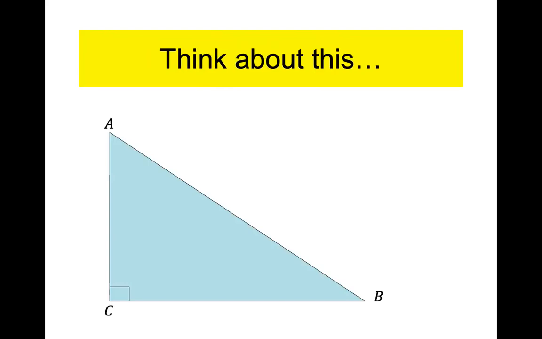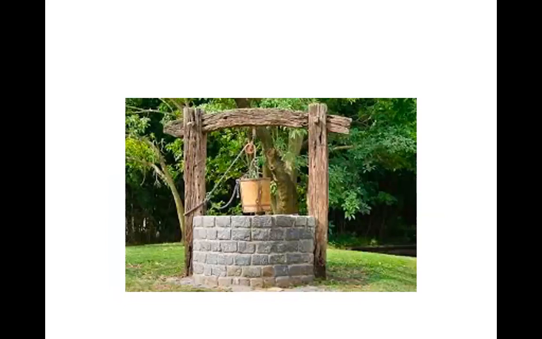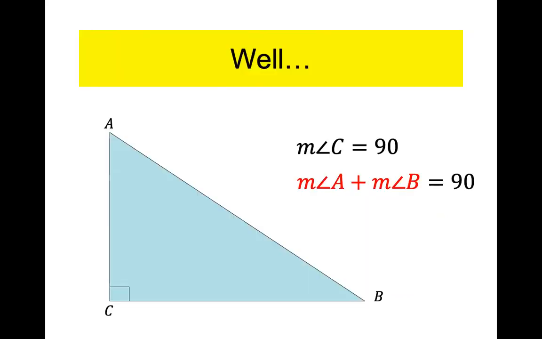All right, here we go. Think about this. We have a right triangle. How big is angle C? 90. Okay. Well, how big are A and B? The sum equals 90. Okay, I'll buy that. Pretty easy. Well, if that's true, how many right triangles can you make? So many. Beyond many. An infinite amount of right triangles.